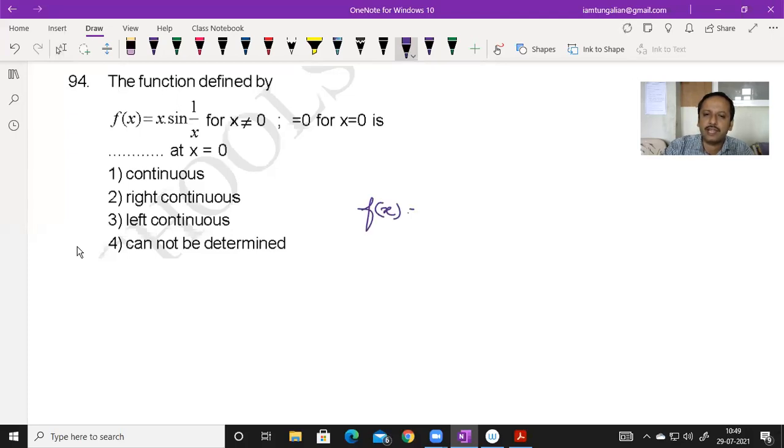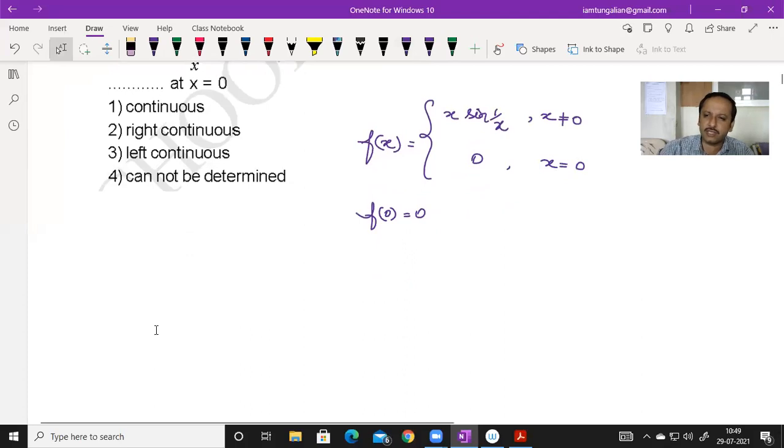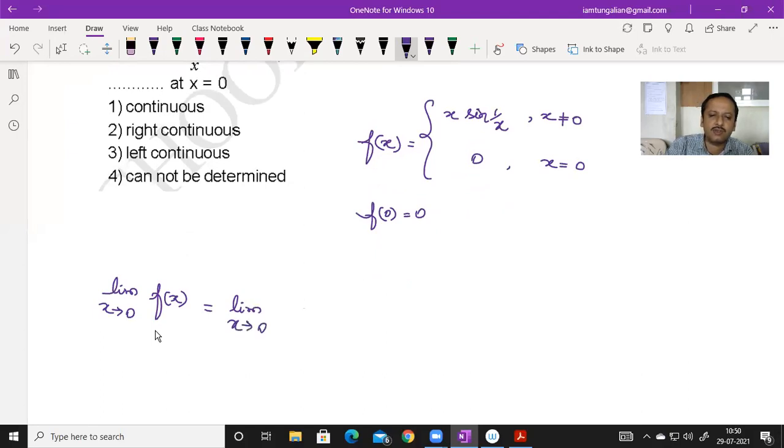So the function is defined like this: f of x is equal to x sine 1 by x for x not equal to 0 and 0 for x equal to 0. So from this it is clear that f of 0 is equal to 0. Now whether it is right continuous, left continuous or continuous, let us observe. I'll evaluate this limit. Limit x tends to 0, f of x. Here to the left side of 0 and to the right side of 0, the function is defined in the same way.